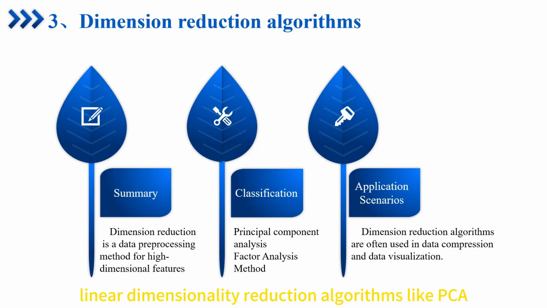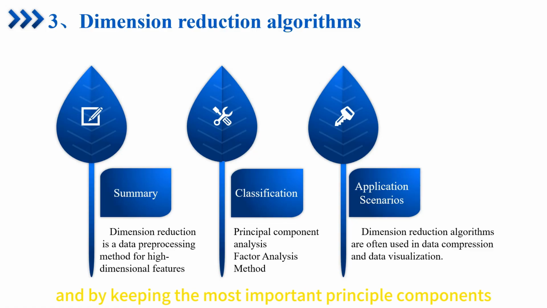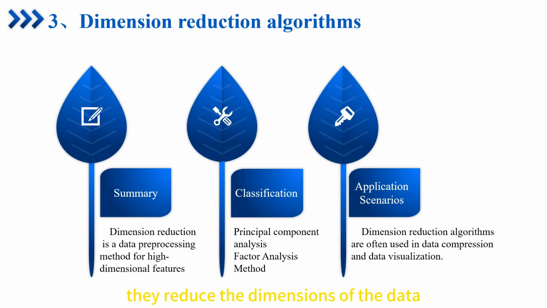Linear dimensionality reduction algorithms, like PCA, transform the original data into a new coordinate system. And by keeping the most important principal components, they reduce the dimensions of the data. Nonlinear dimensionality reduction algorithms map the data to a lower dimension. These algorithms are widely used in various fields, including image processing, signal processing, natural language processing, and genomics.